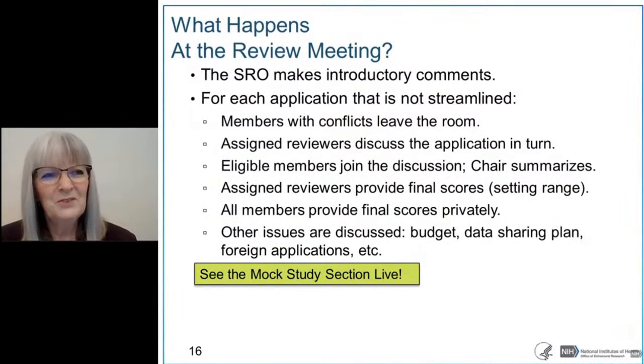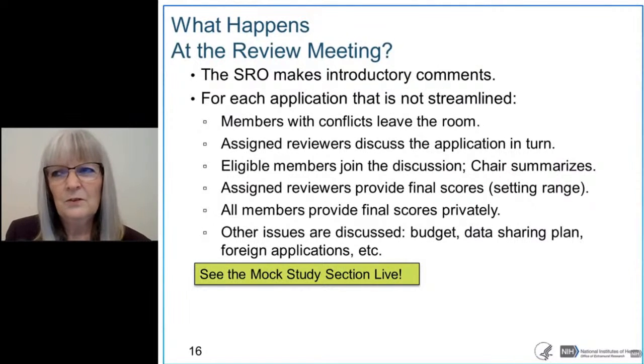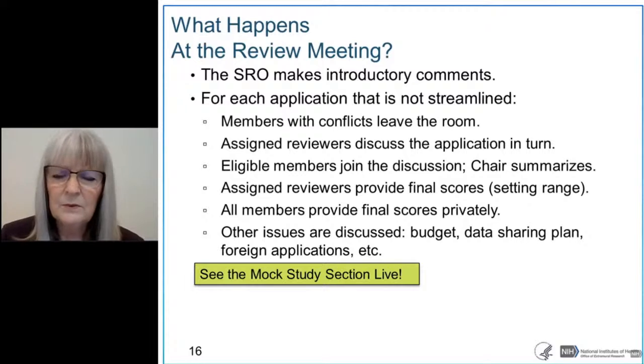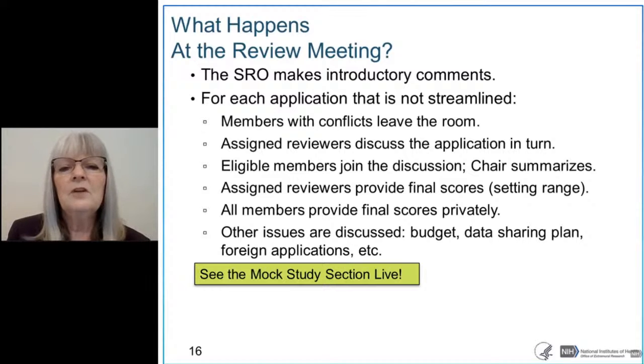Okay, so your application has come through receipt and referral. The SRO has put together a review panel, assigned reviewers. The reviewers are now collected at a meeting. Right now we're meeting virtually, but typically these are in-person meetings. So at the meeting, the SRO would make introductory comments, remind the reviewers of key policy points that they need to remember in evaluating the application. Then, for each application that is not streamlined, members with conflicts would leave the room.